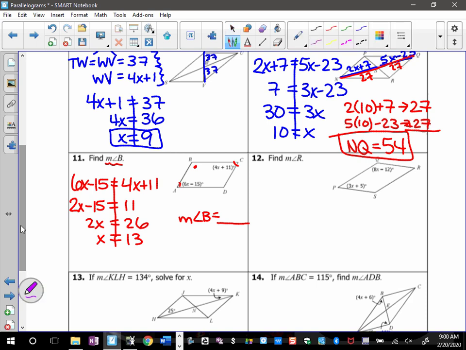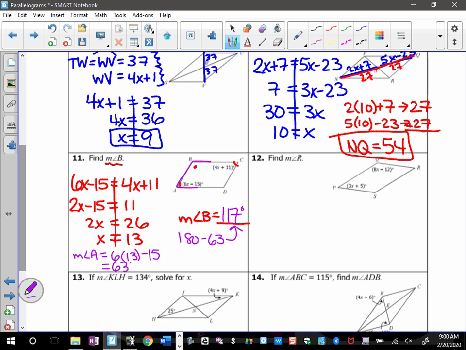Well, if x is 13, then the measure of angle A is 6 times 13 minus 15. When I do that in the calculator, I get 63. Angle B and angle A are supplementary, so if I do 180 minus 63, I will get angle B, 117 degrees. So it's really important you understand how all these things relate, because it is going to be a longer process.